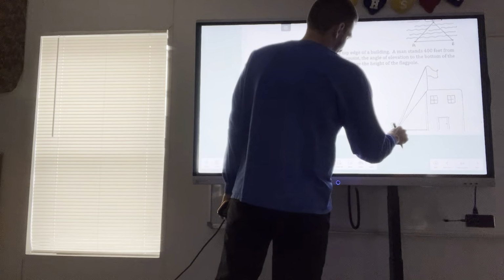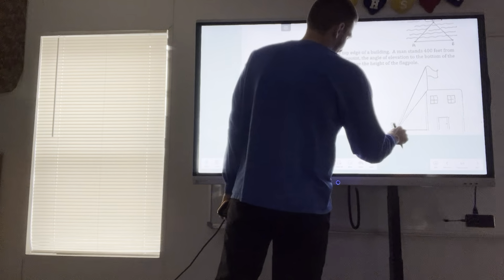Okay? The next is, from his viewpoint, the angle of elevation to the bottom of the flagpole is 60 degrees. Where does that 60 go? It's gonna go here in the right triangle, the bottom piece, because it says that the angle of elevation to the bottom of the flagpole is 60. The angle of elevation to the top of the flagpole, it says 62.5.